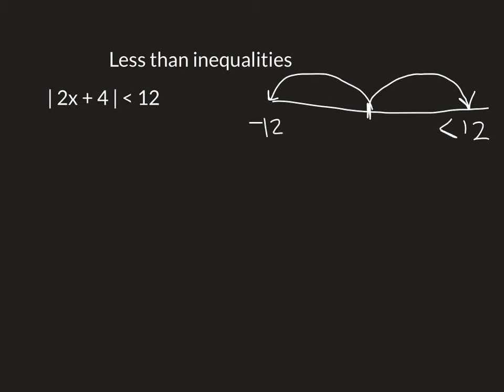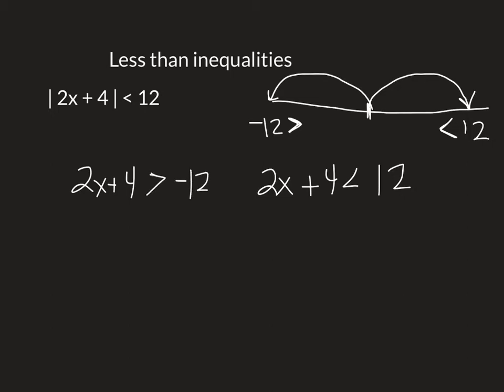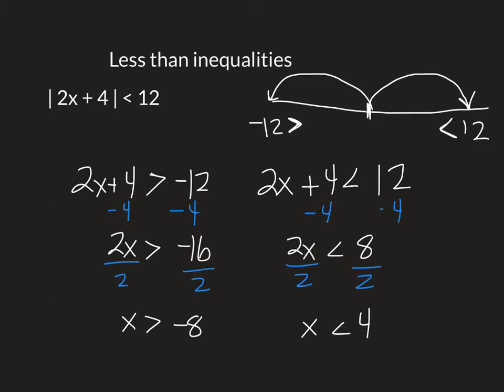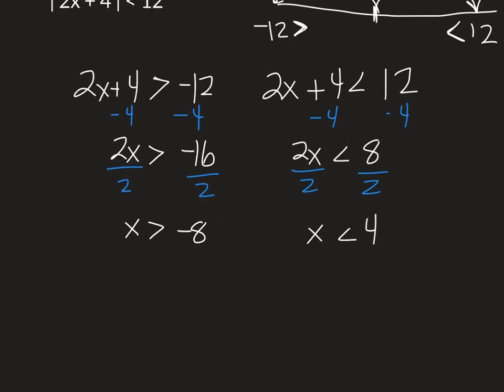So we need to think and set up two equations. This thing has to be less than positive 12, but it also has to be in between these two values in order for that to happen. The first equation is that 2x plus 4 is less than positive 12. And the other is that 2x plus 4 has to be greater than negative 12. We solve both of these and get two solutions: x is greater than negative 8, and x is less than positive 4.